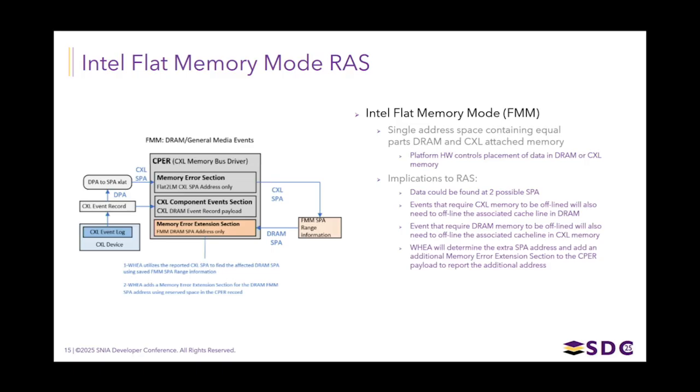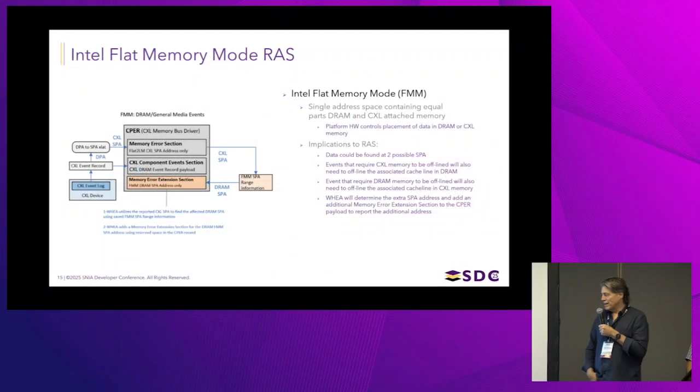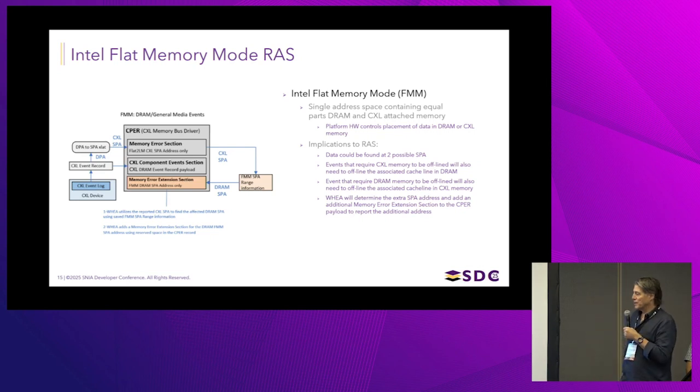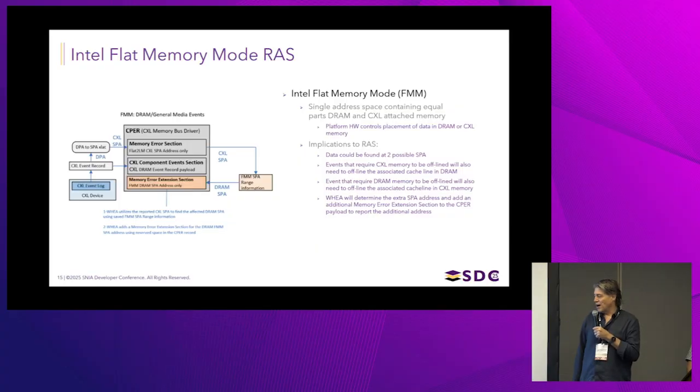And so the wrinkles to RAS and the implications are the data could be found at two different possible SPA addresses, right? So events that require CXL memory to be offline will also need to offline the associated DRAM. You need to remove it from both locations so that you make everything coherent, right? Events that require DRAM to be offline will also need to offline the associated cache line and CXL memory.